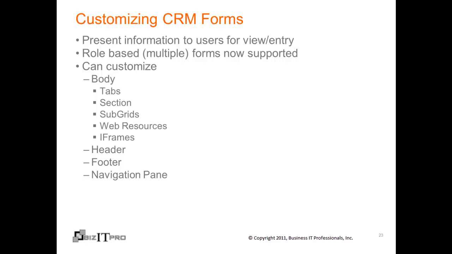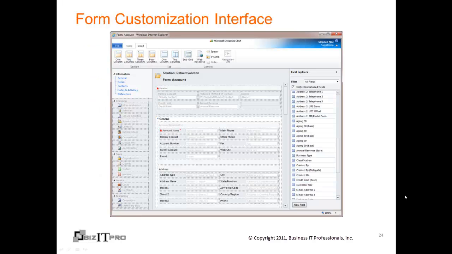We also have a header and a footer that allow us to control what will always be displayed at the top or bottom of a pane when scrolling. And then finally, the navigation pane that links us to other related entities for that particular entity. This is the Forms Customization interface.